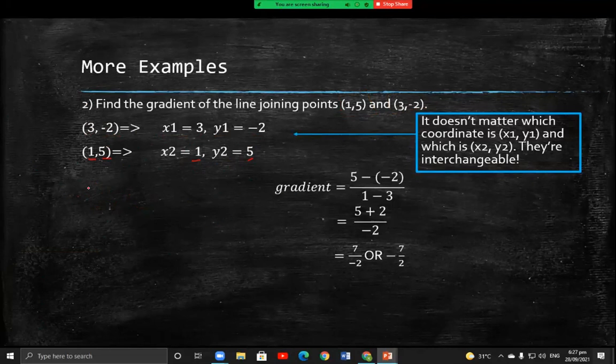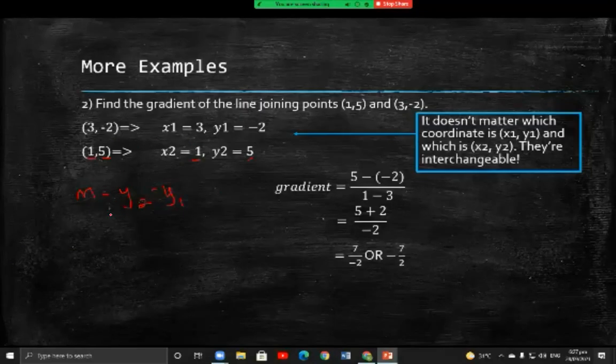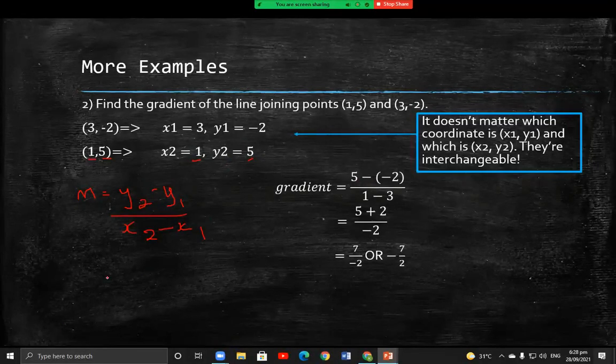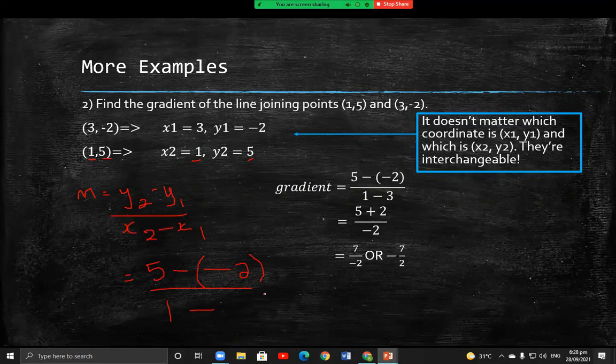The formula for gradient, m, remember it could be denoted by m, is y2 minus y1 over x2 minus x1. We said that y2 is 5, minus, this is a trick that they usually do. Because of the formula, minus y1, but y1 is a negative number. So what we do, we put that in brackets. Over x2 is 1 minus x1, that's 3.